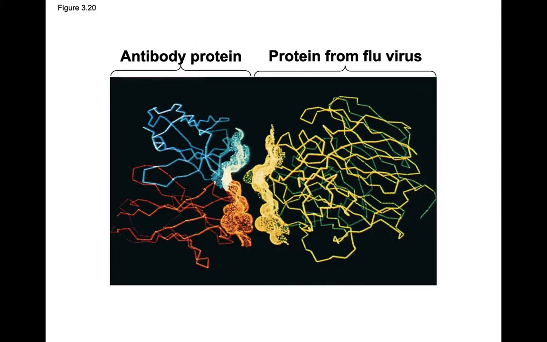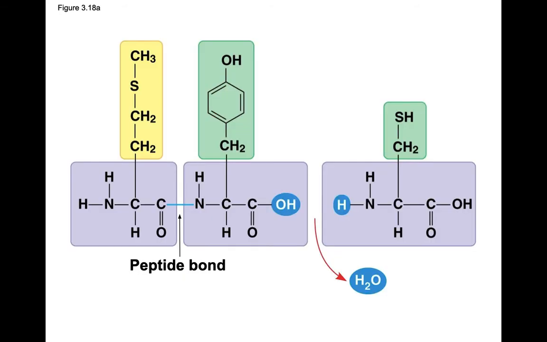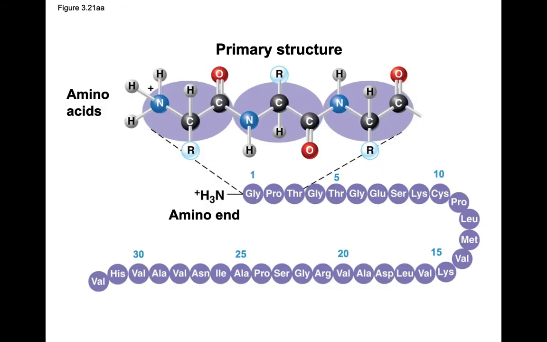Now, here is a space-filling model of a protein from a flu virus and an antibody protein. And notice that we have a really specific matchup between the antibody protein, the thing created by our immune system to neutralize the flu virus, and the flu virus itself. So proteins have really specific structural groupings based on how these amino acids come together.